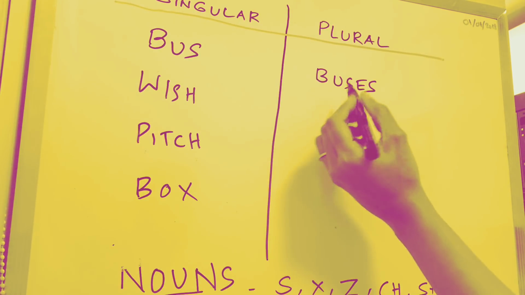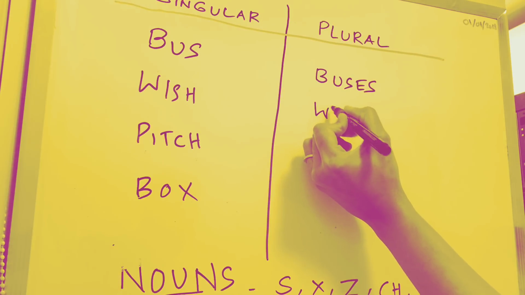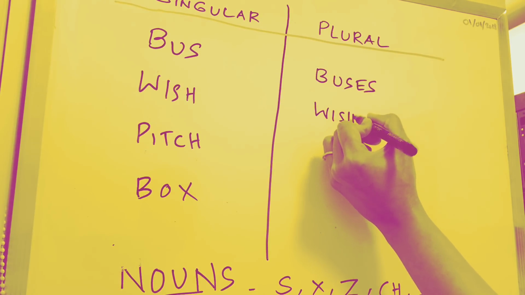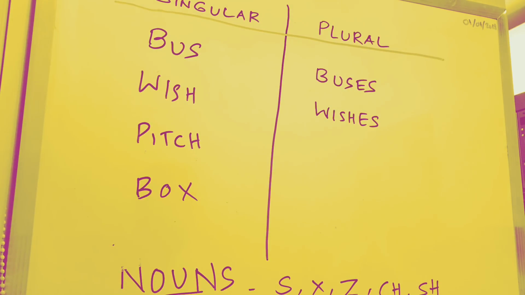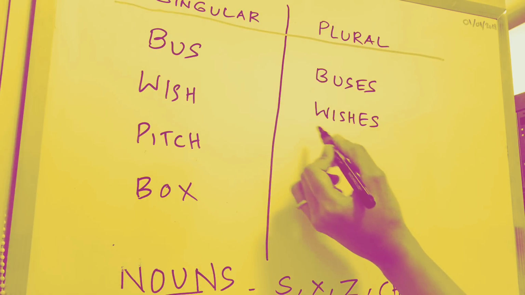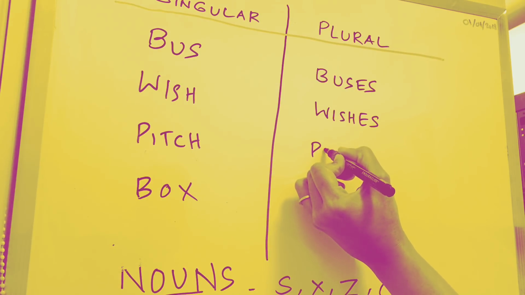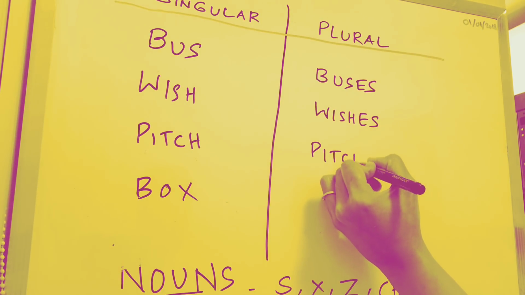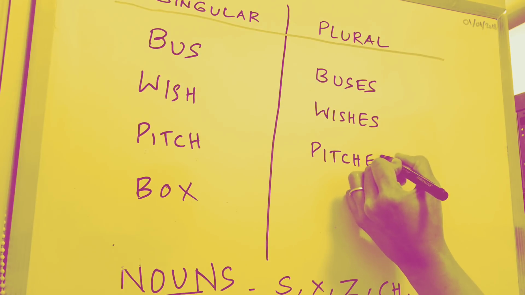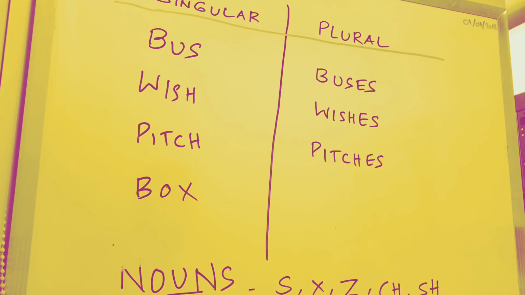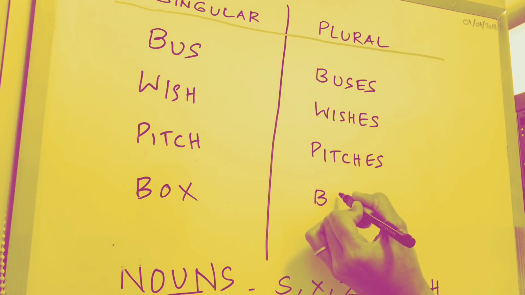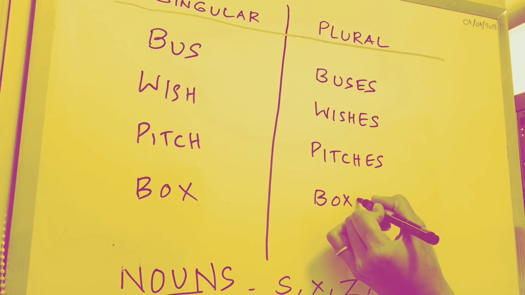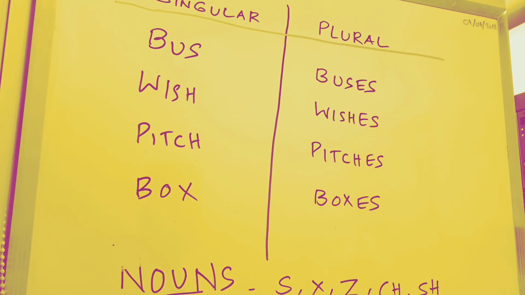So any nouns that end with these letters, you turn it into plural by adding an ES. So here we have the noun wish. How do we turn it into plural? Wishes. We have the next noun, pitch. Pitches. The next one is box. Boxes.